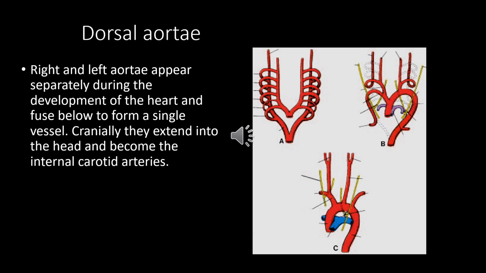And caudally they fuse to form a single trunk, but cranially, if we extend beyond the attachment of the arch arteries, it will go into the head and then it becomes internal carotid arteries. So, question: how do the internal carotid arteries develop? Your answer shall be: by the dorsal aorta beyond the first arch artery, a continuation of the dorsal aorta into the head to form the internal carotid artery.